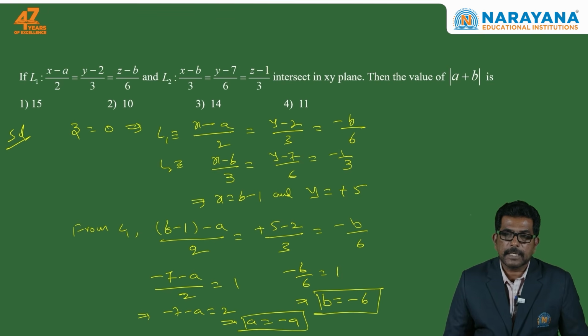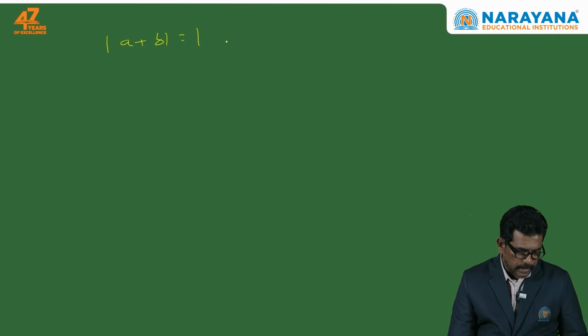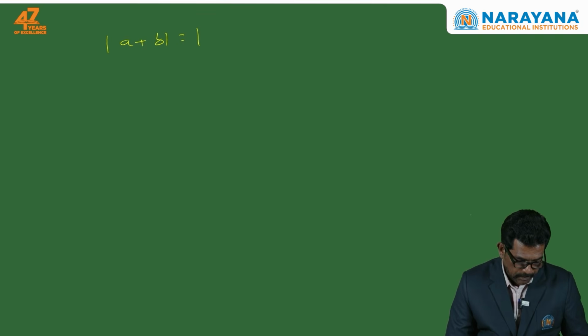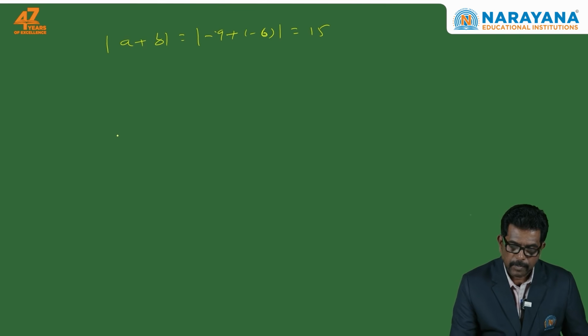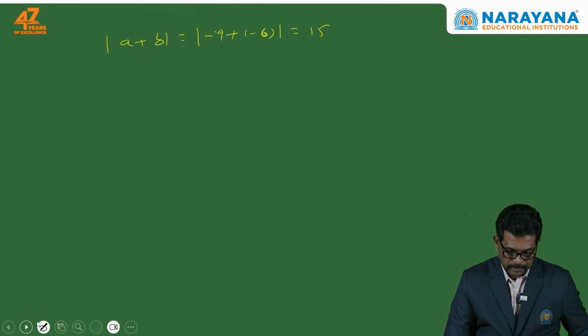They asked for the mod a plus b. So mod a plus b is equal to mod of minus 9 plus minus 6, which is equal to 15. Mod a plus b is equal to 15. The problem is very simple problem. Next one.